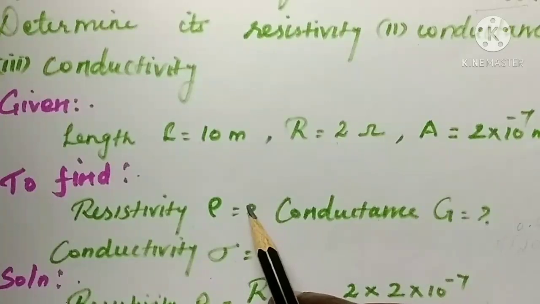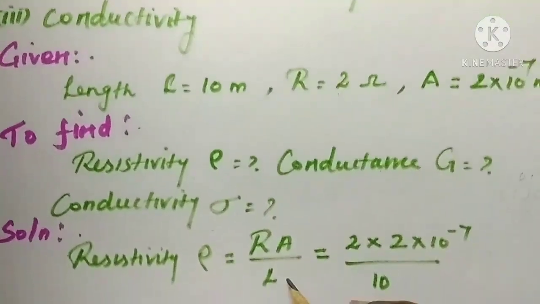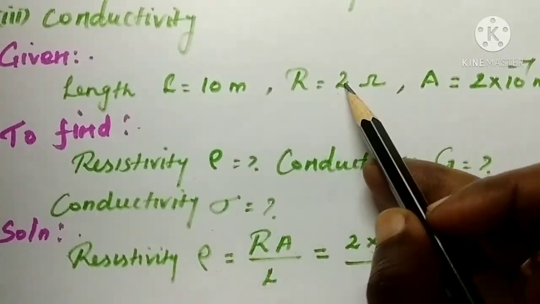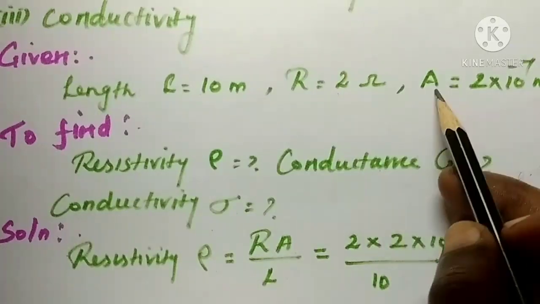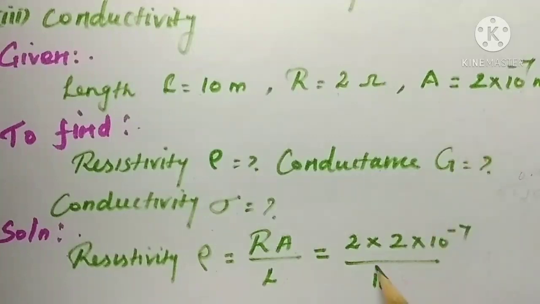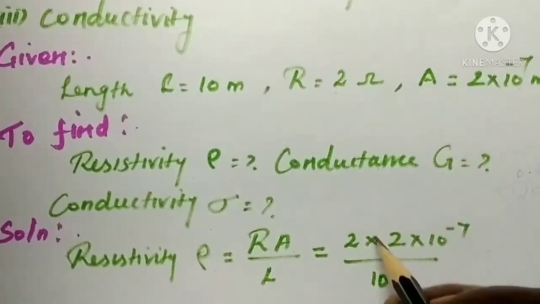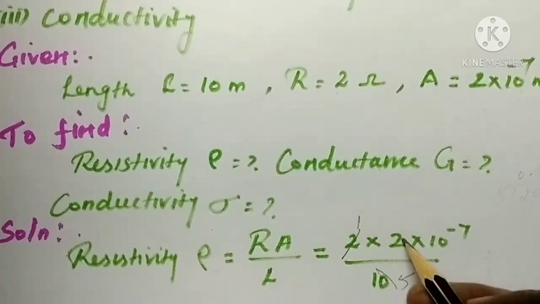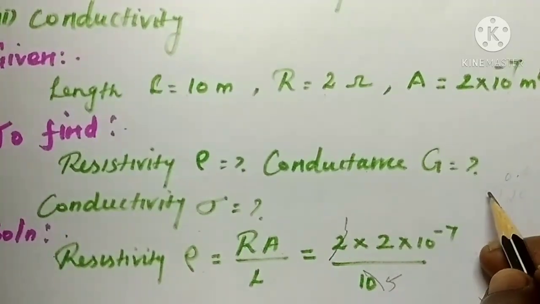You all know the formula for the resistivity? Yes, rho is equal to RA by L. What's the formula for resistivity? Rho is equal to RA by L. Here the R value is 2, 2 into the area of the cross section, 2 into 10 to the power minus 7, divided by 10. Just cancel it: 1, 2 is 2, here 5. So 2 divided by 5.